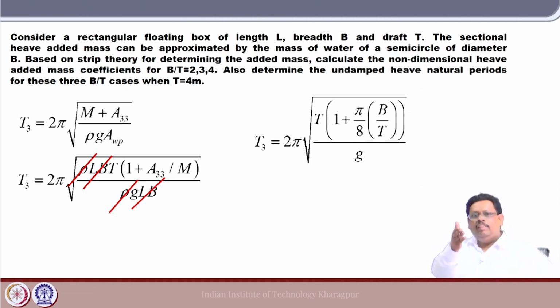Now, you can put B by T ratio 2, 3, 4, and you can take T equal to 4, and then you can find out the natural frequency for this particular vessel with different B by T ratios. Okay, fine. So, just work this out and find out their numerical values.